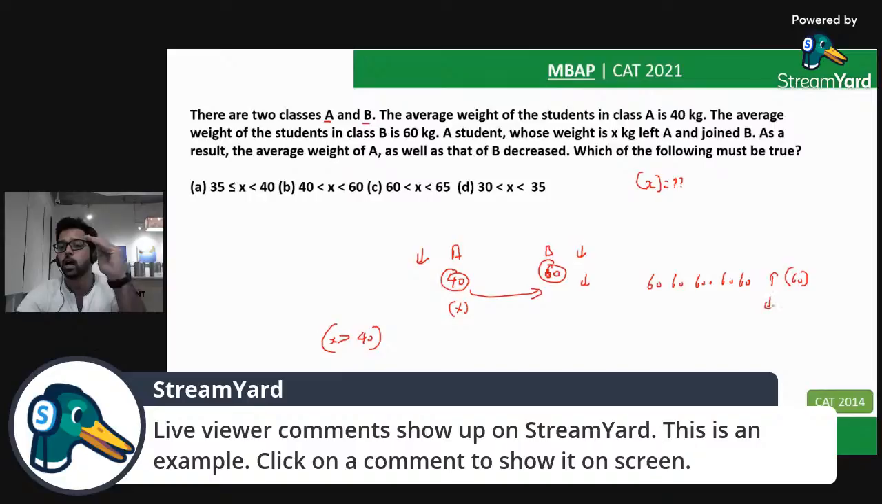When will the average go down? When someone carrying less than 60 joins the team, which gives me a range. X should be more than 40 and X should be less than 60. Which option will you mark? You will mark option number B as the final answer.